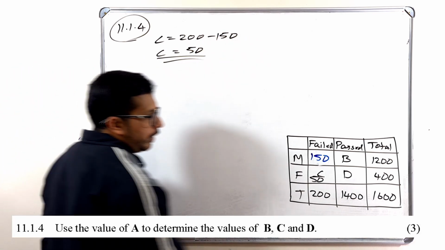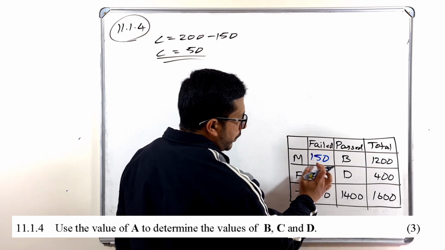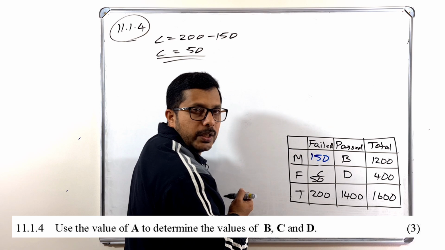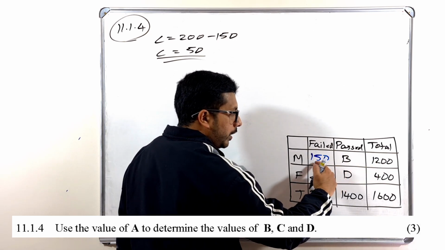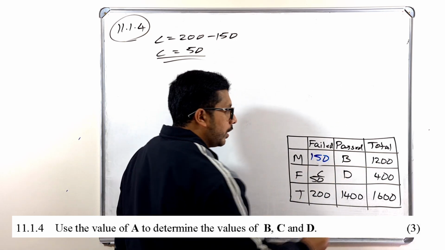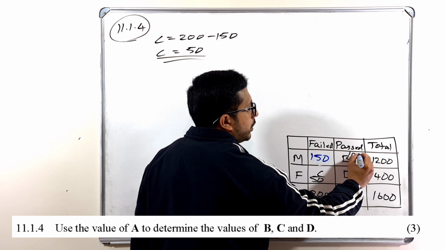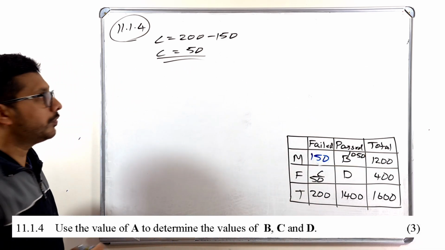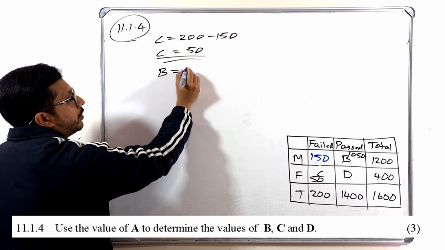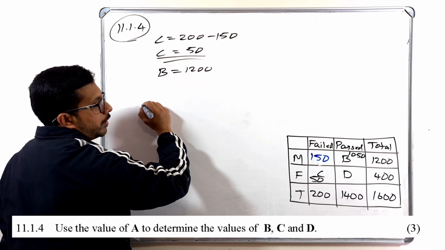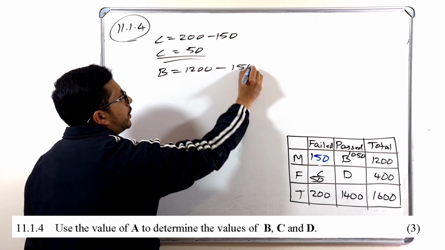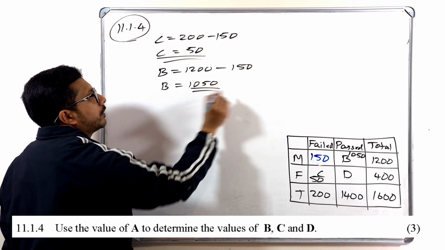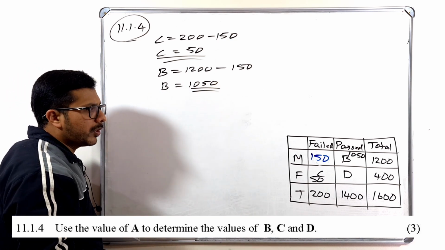Fine. Then this 150 plus this one is 1200. So how can you find this B? 1200 minus 150. Check in your calculator. 1050. So the value of B is 1050. How do you get it? B is equal to total 1200 minus 150. So B is equal to 1050. There you go. It's a simple question.